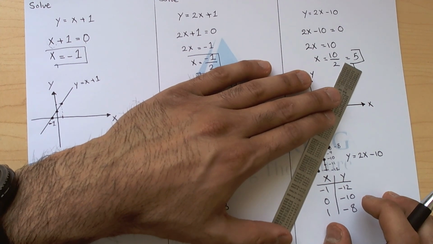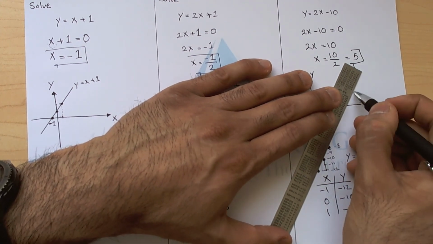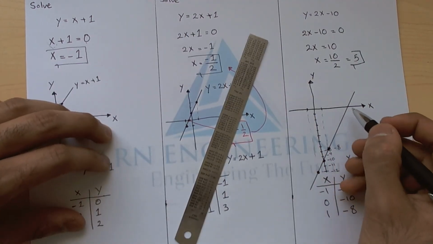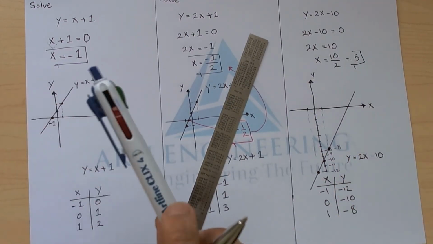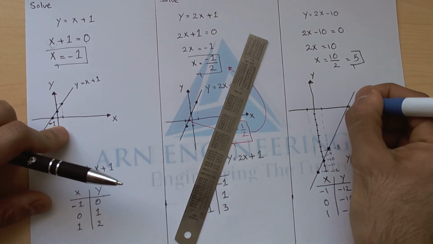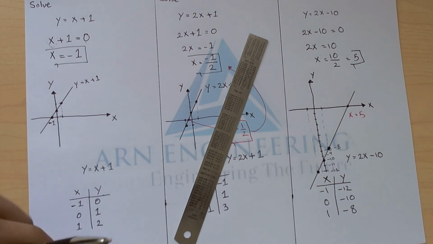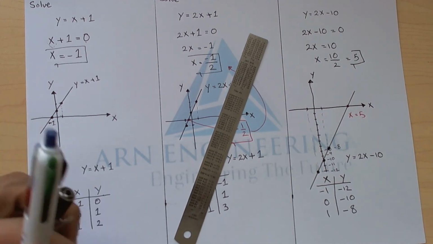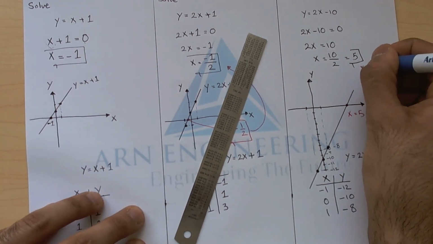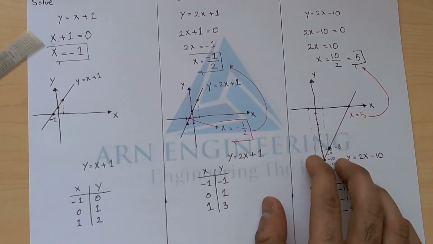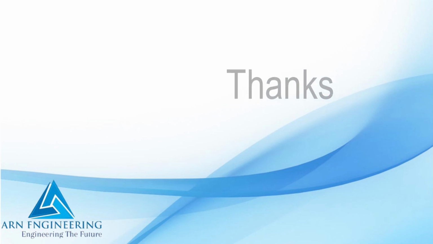And if we continue this, we will find out that this is actually x equals 5, which is the same as what we found previously.